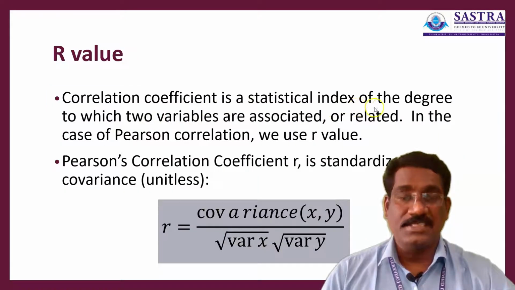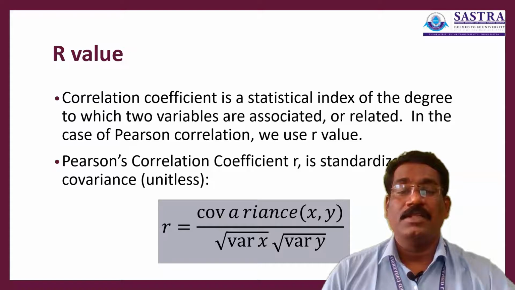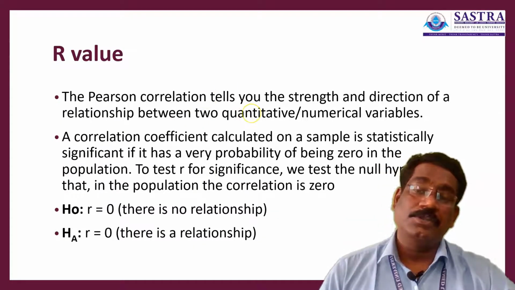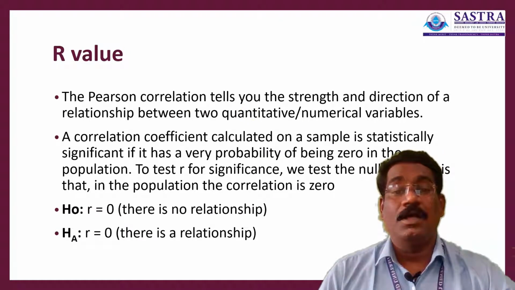The correlation coefficient is the statistical index of the degree to which two variables are associated or related. By looking at the R value, you can look at the strength, as well as whether it is positive or negative by looking at the sign associated with the R value. So this is very important. The Pearson correlation coefficient is a standardized coefficient. Next one is the R value. The Pearson correlation tells you the strength as well as the direction of relationship between these two quantitative or numerical variables.